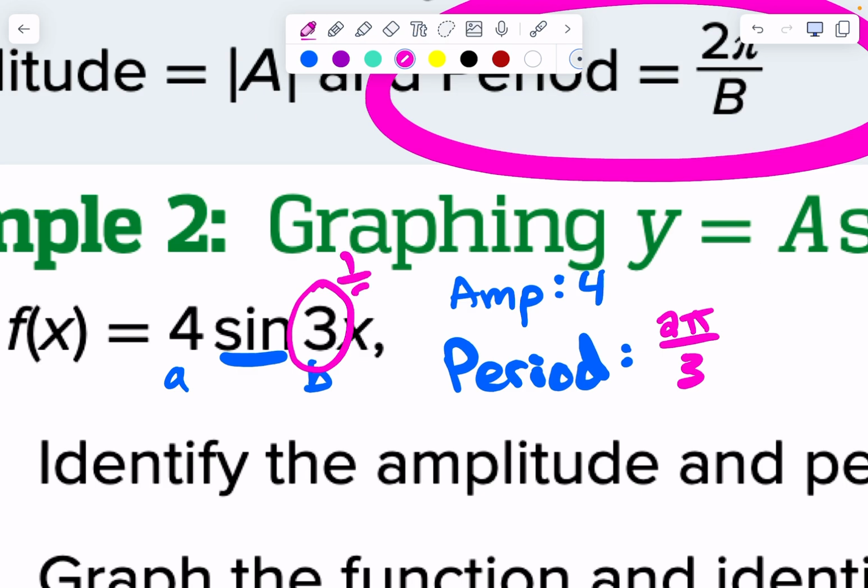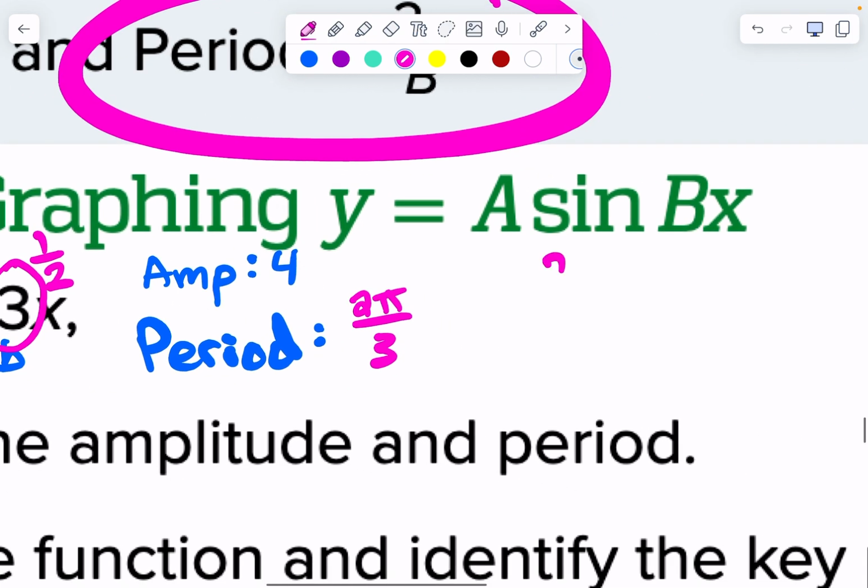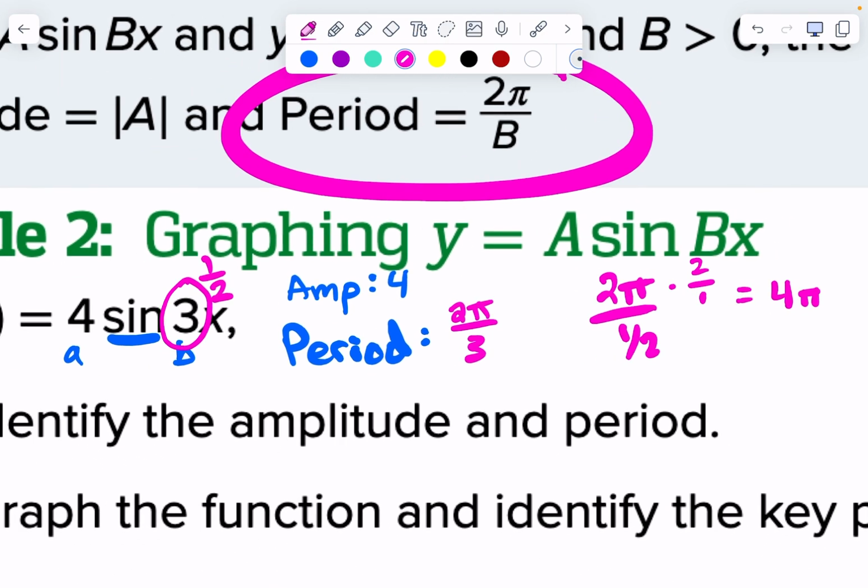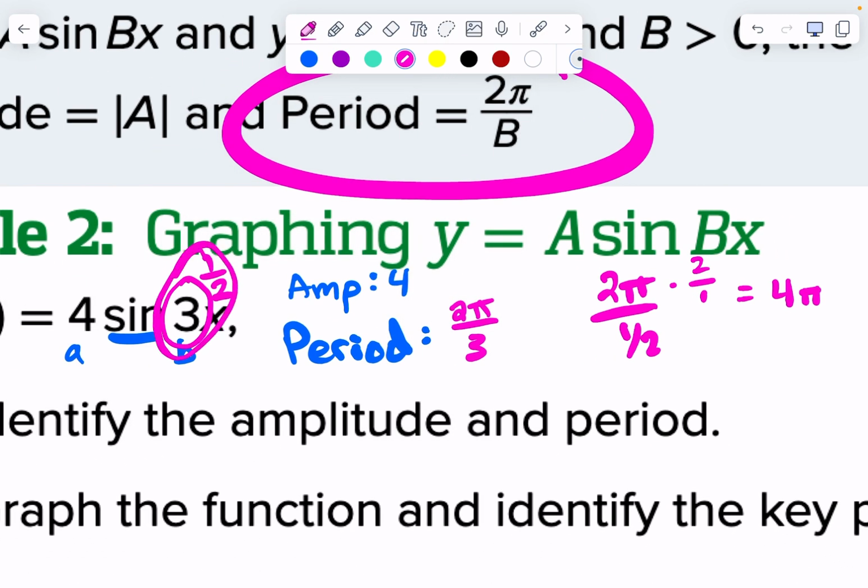If this was like 1/2, right? 2 pi divided by 1/2, I would keep, change, flip that. So it'd be 2 pi times 2 over 1. It would be 4 pi. Numbers that are smaller than 1, or fractions, are going to make it wider, right? It's like the opposite, yeah? So fractions or numbers smaller than 1 are going to make it wider. Numbers bigger than 1, like 3, are going to make it skinnier, yeah?